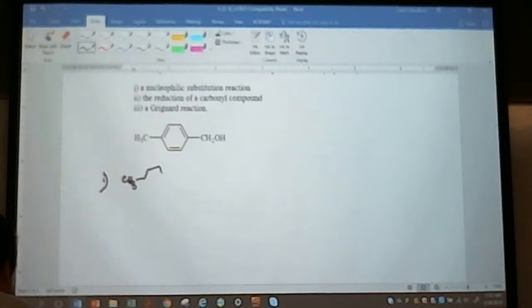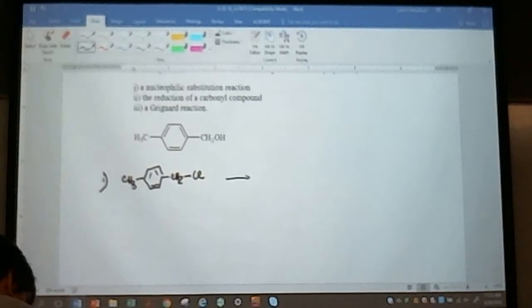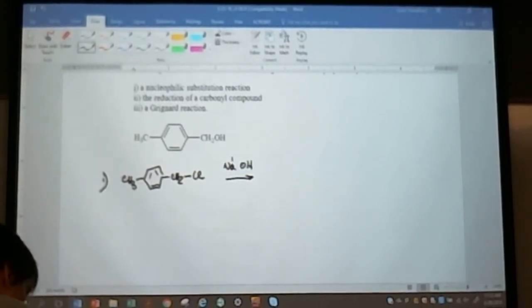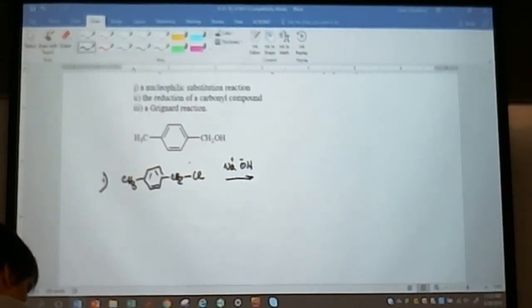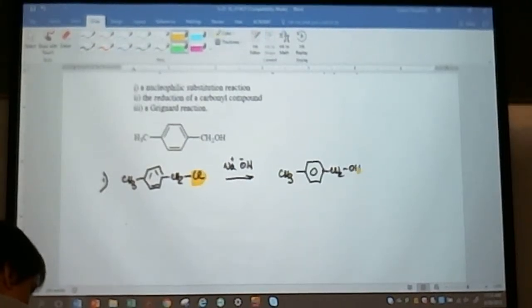Alright, so for the first one, let's say I put chlorine, bromine, some leaving group, and then have this react with hydroxide ion. This hydroxide ion, of course, is coming from some salt, like sodium hydroxide. But basically, this is a nucleophile that will attack this sp3 carbon and have this chlorine leave. And that will then give me that product, right? I'm substituting the chlorine for the OH.